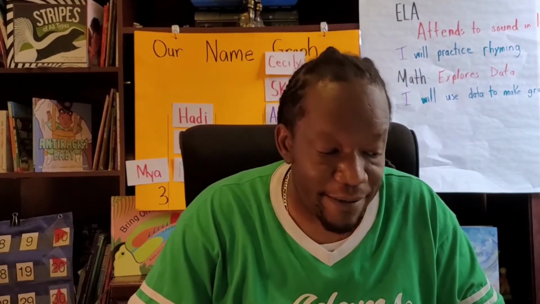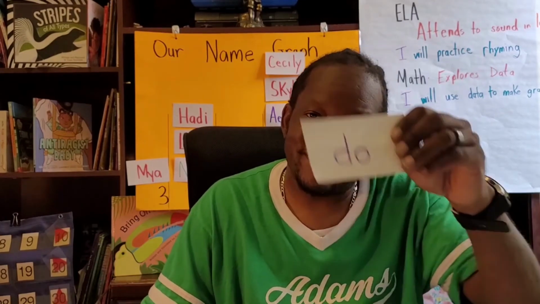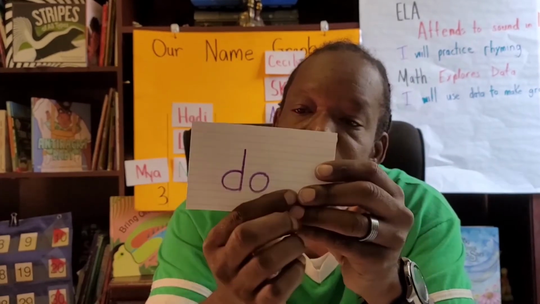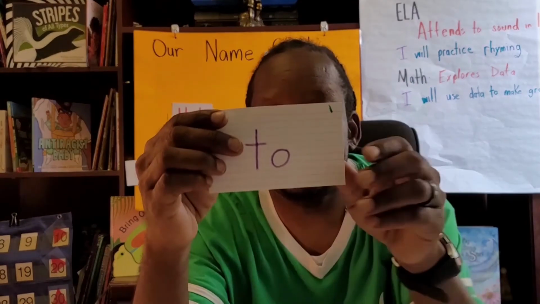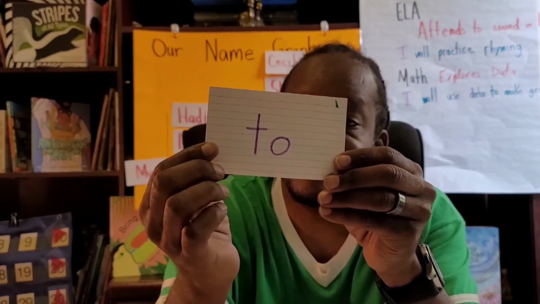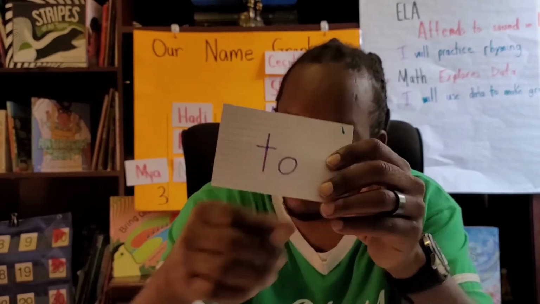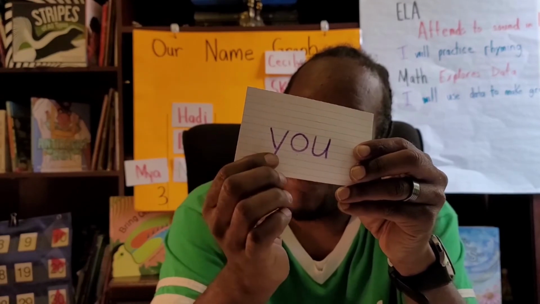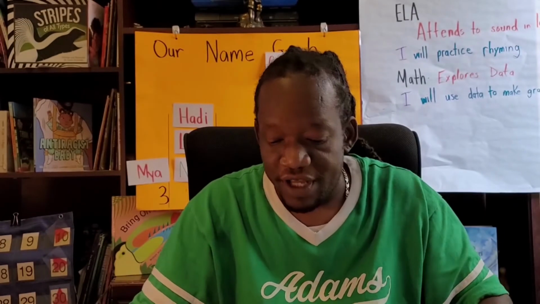Let's work on a couple rhyming words, and then it'll almost be time to go. I know, don't cry. It's okay. Here we go. These were our sight words. Which word is this? Do. Yes. Do. D-O. Do. Two. T-O. Two. You. Y-O-U. You. Oh, you got these words.